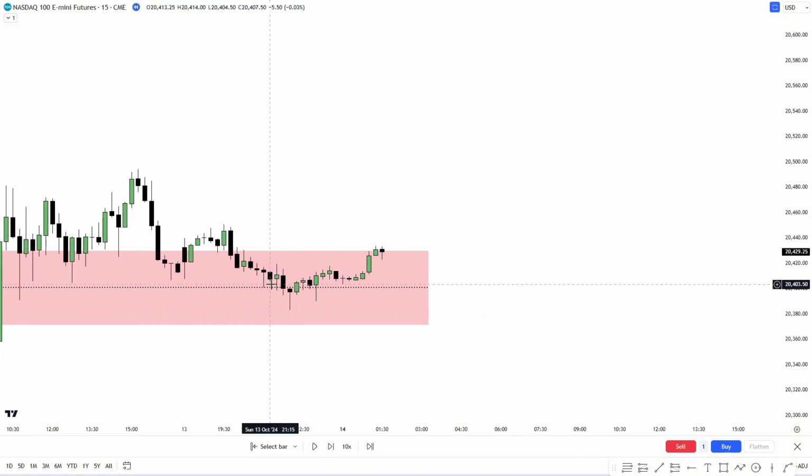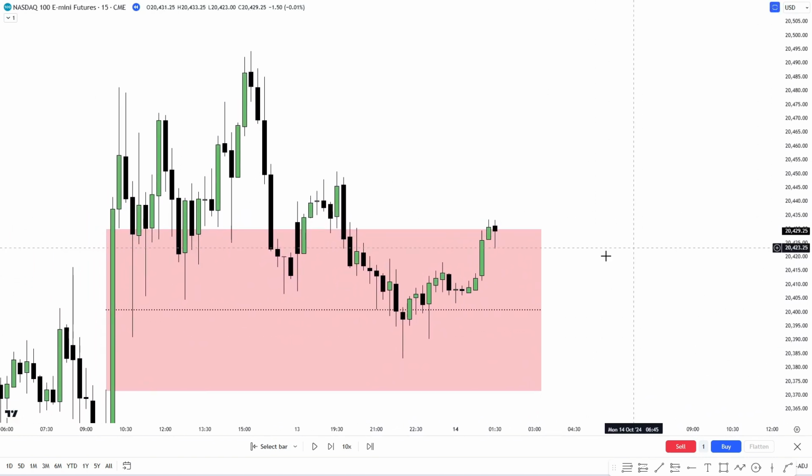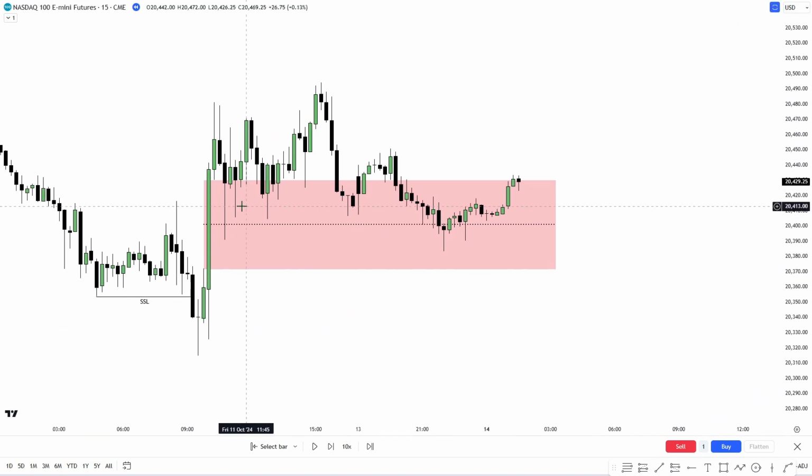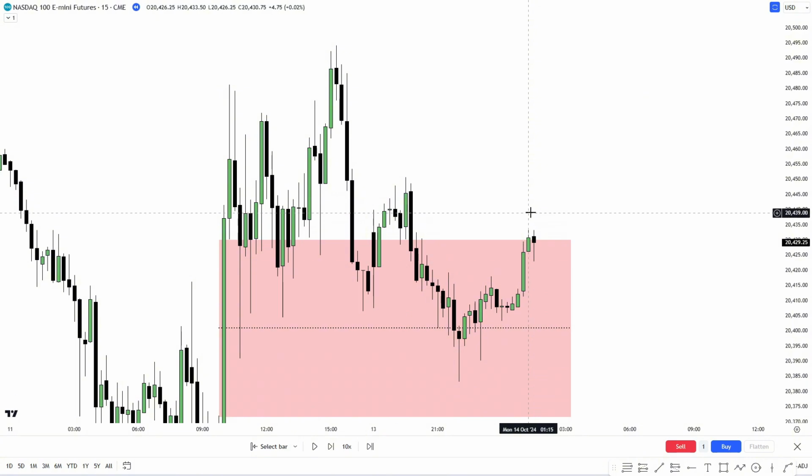Okay, so here, bodies are respecting this level. Notice how it's very accurate. We go down right here to the extreme of this lower half, but quickly reject and get nice displacement to the upside. So now if you miss this entry right here with this large fair value gap, you could look at this right here. We get displacement right here with a market structure shift above this swing high right here, and this is your fair value gap slash BISI. So you could have entered right here.